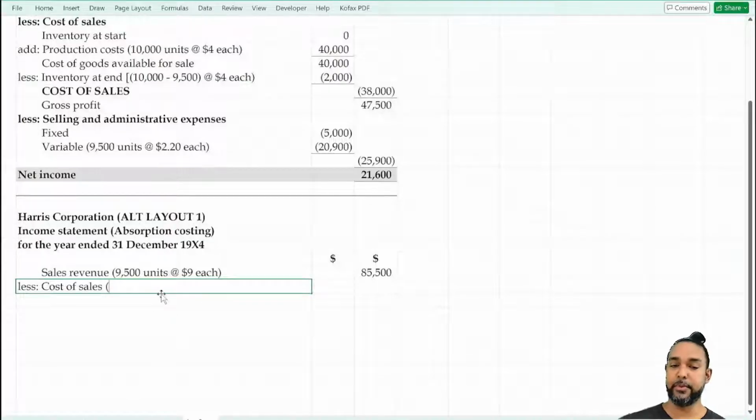Now, what does that have to do with this? Sorry, so the cost of sales. Cost of sales is the cost price of the sales revenue, right? The cost price of the goods that were sold to earn the 85.5. So we sold 9,500 units, and their production cost, as you can see on top of here, is 4 each.